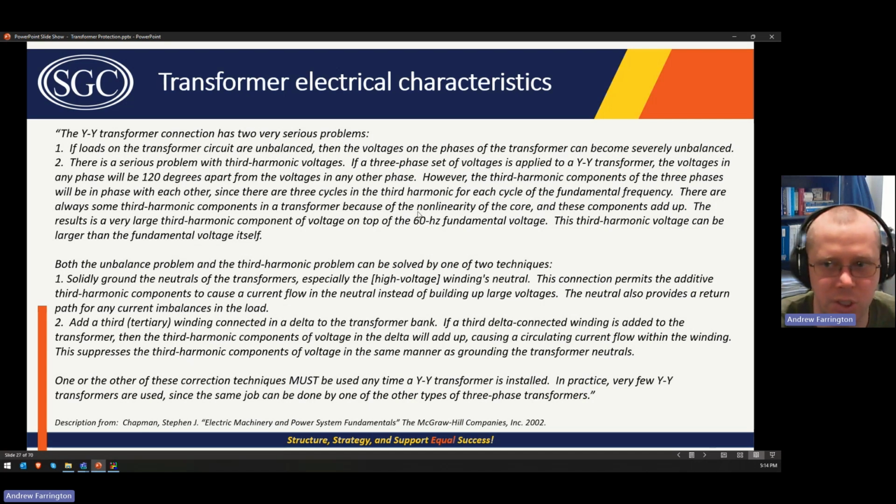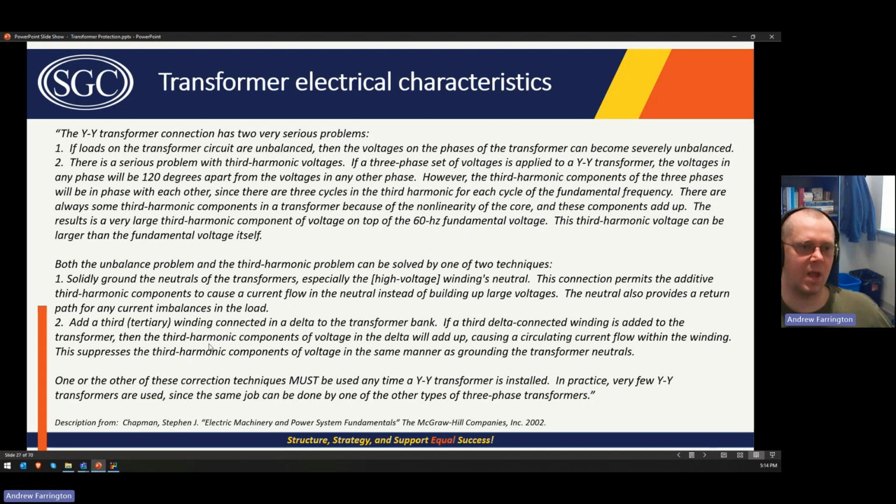So you don't usually see a YY transformer that's ungrounded on both sides unless you do one of two things to solve that problem. The first is to solidly ground at least one of the transformer Y winding neutrals. And this allows the neutral connection to let those third harmonic voltages dissipate through that connection.